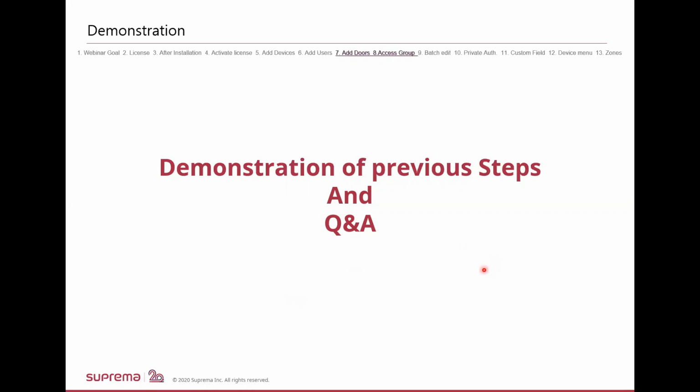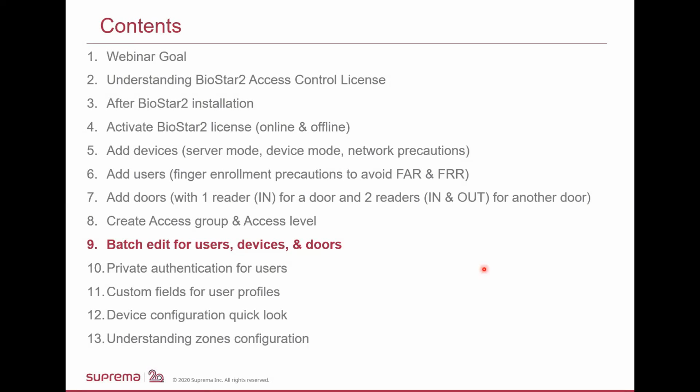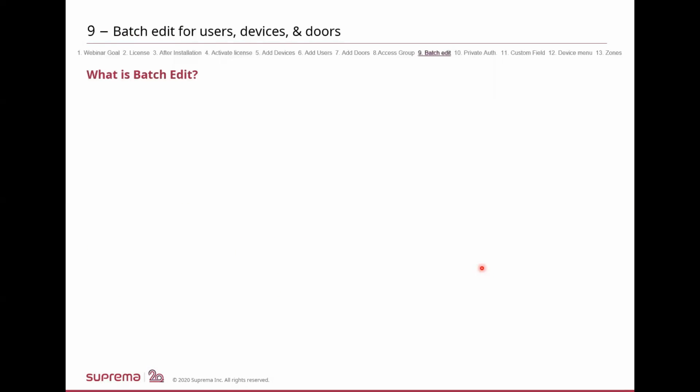So as there are no questions, let me move forward to our next one, which is batch edit for user, device and doors. First of all, before we start batch edit, what is batch edit? Batch edit is where you can change the configuration of multiple selections at once in BioStar 2.